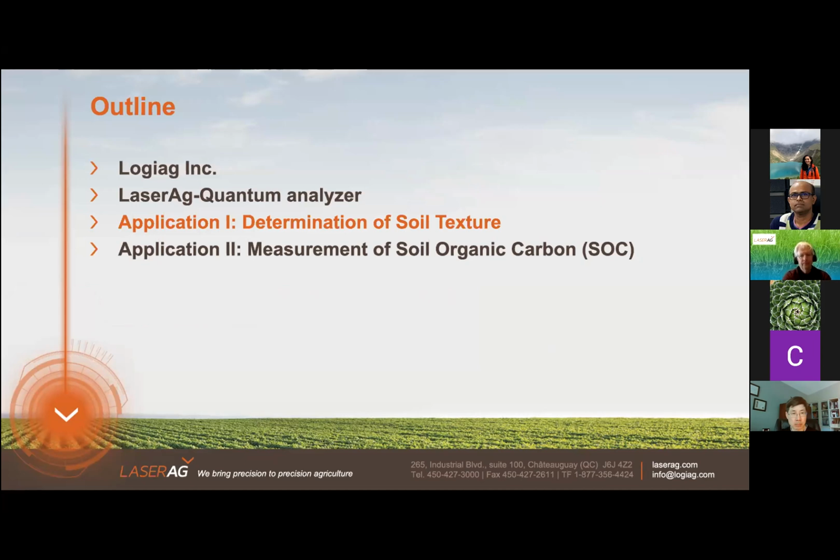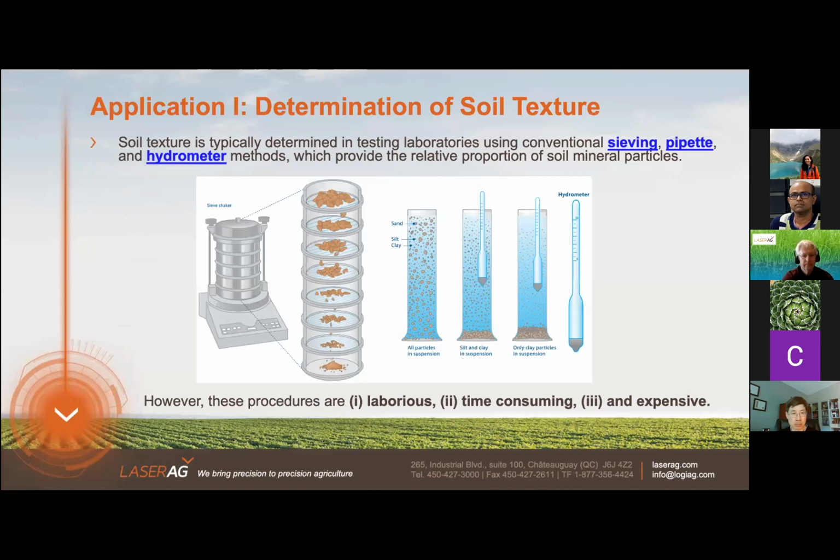So for the first application, the determination of the soil texture. The conventional methods, you usually have three common methods used in testing labs: the sieving method and two sedimentation methods using pipette or hydrometer. Those methods are standard methods, and they are accurate, actually, for the pipette and hydrometer. But the most drawback of those methods is that they are very laborious.